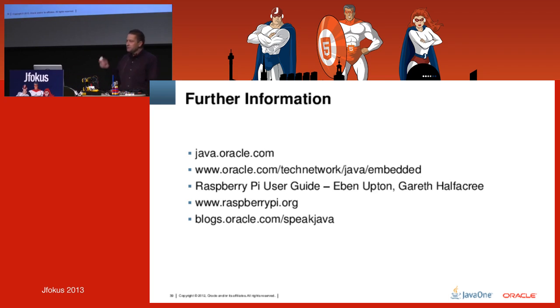Places for more information, java.oracle.com. There is a Raspberry Pi user guide that was written by the people who built it. It's more of an introduction in terms of setting it up and using things. Doesn't really mention Java at the moment. RaspberryPi.org is the best place to go. There's forums there. There's lots of information about what people have done. And you can have a look at my blog where I've written up some of the demos that I've done here.